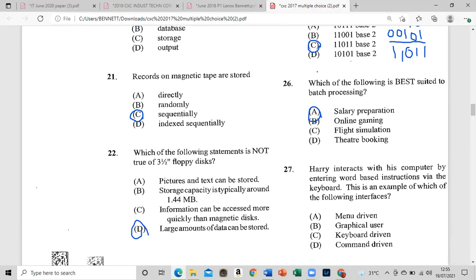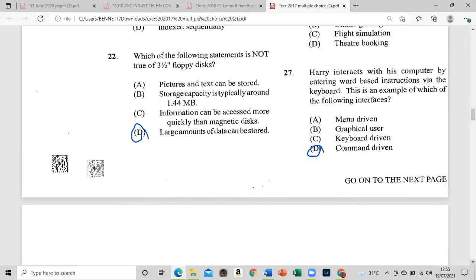Ari interacts with his computer by entering word-based instructions via the keyboard. This is an example of which of the following interfaces? Is it A, menu-driven? Is it B, graphical user? Is it C, keyboard-driven? Or is it D, command-driven? Again, this was on a previous paper: command-driven. So you can look out for that, guys. It's going to repeat.